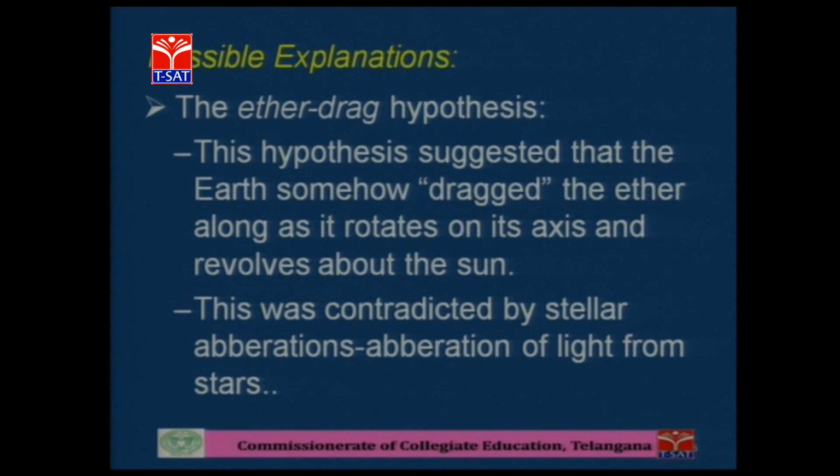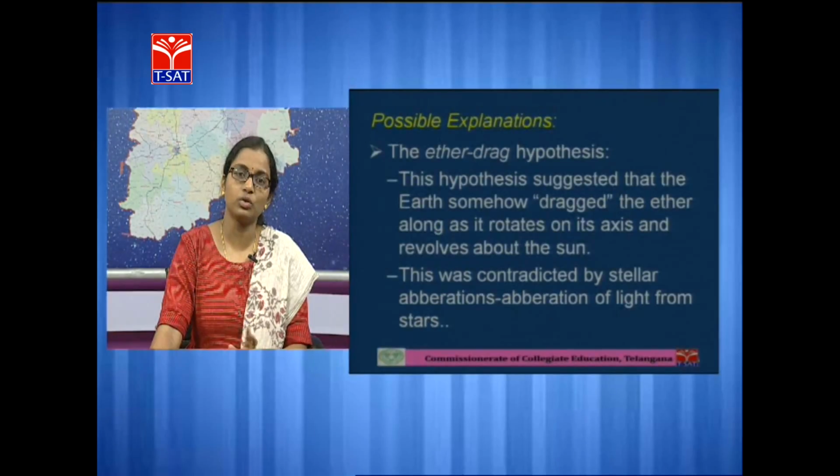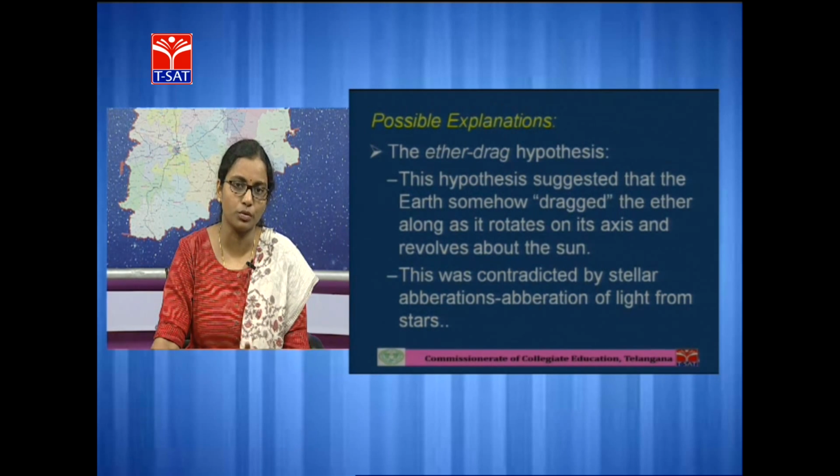So this hypothesis suggested that the earth somehow dragged the ether along as it rotates on its axis and revolves around the sun. Since earth is revolving around the sun and earth is also a moving object, earth seems to have dragged that ether medium with itself. So, as the earth is dragging the ether with itself, there is no considerable fringe shift between those two.